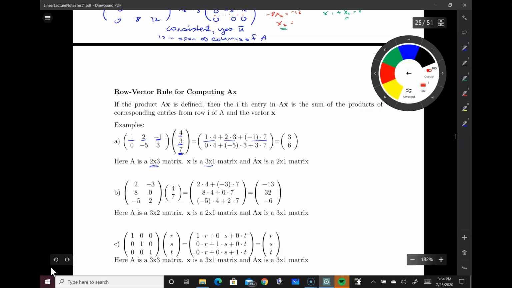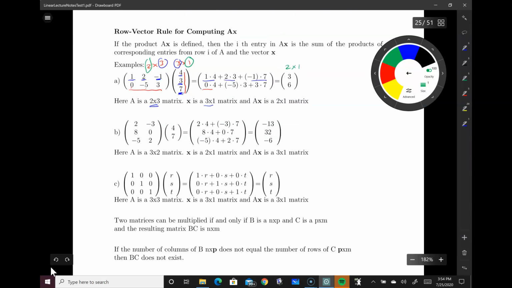I do the same kind of thing with the next row: 0 times 4, plus negative 5 times 3, plus 3 times 7. And those added together give me a 6. So this is a 2 by 3 matrix, and this is a 3 by 1 matrix. These numbers need to match in order for the matrix multiplication to happen. And this is the size of the matrix that I get out of it.